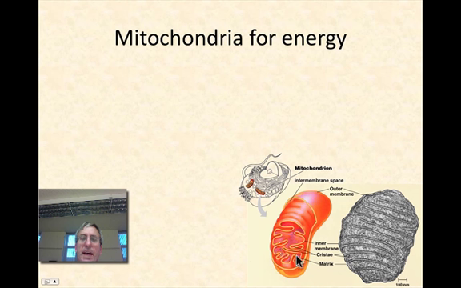Mitochondria have this very heavily infolded inner membrane. They have two membranes. The outer one's smooth, but this inner one has many, many, many folds to it. And you might start asking yourself, what's the purpose of all that heavy infolding?